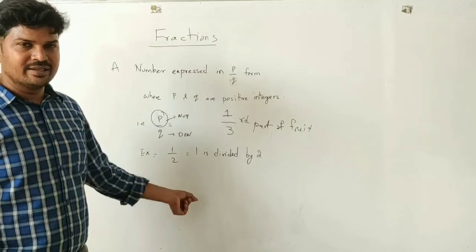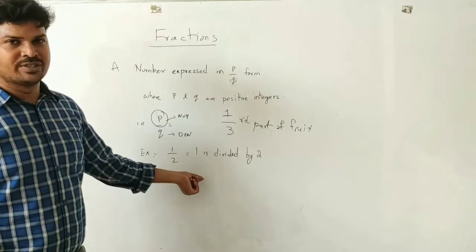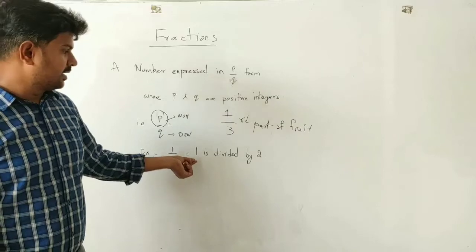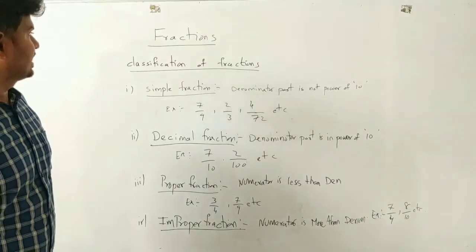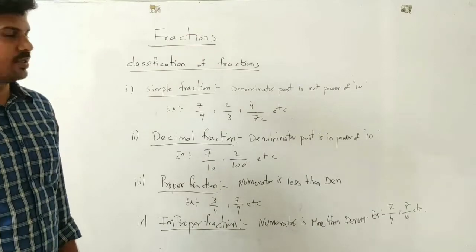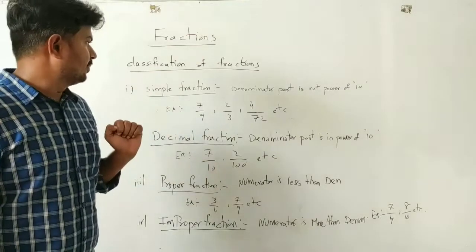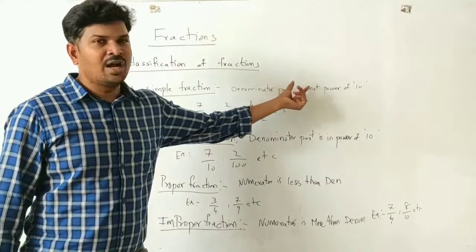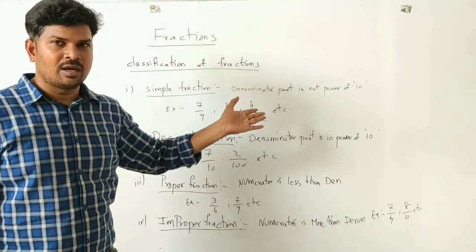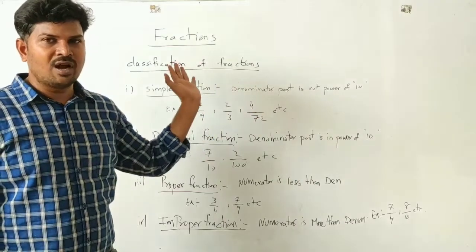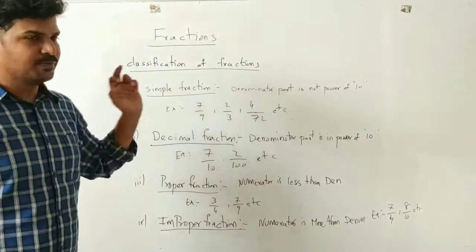So it's not an integer, it's a fraction. In other words, it is called a rational number, where only a part of something has to be divided. Let's classify the types of fractions here. The first type is called a simple fraction, where the denominator is not a power of 10, such as 10, 100, 1000. If it is not a power of 10, then we call it a simple fraction.